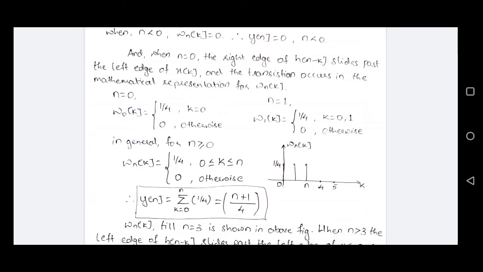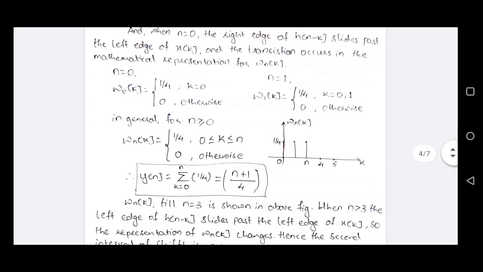If we use this intermediate signal in the convolution sum, output y of n will be written as the summation from k equals 0 to n of 1 by 4. If you write this as a geometric series, it will be n plus 1 divided by 4. So this will be the output. But for what values of n, we'll understand in the next step.